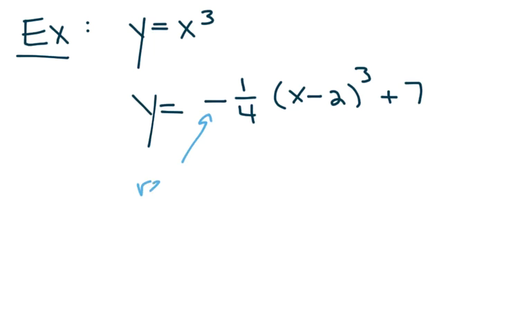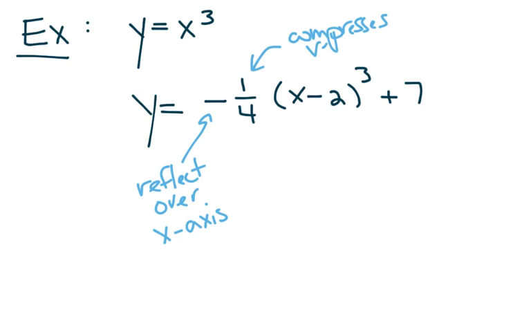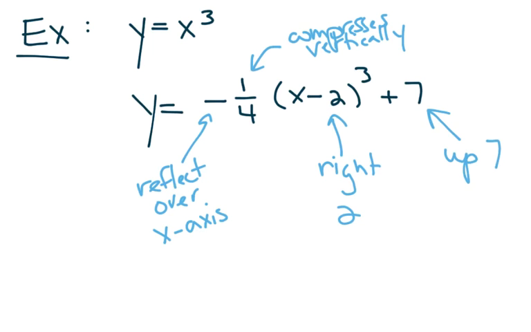Well, this still reflects it over the x-axis anytime you have a negative. However, this time the 1/4, we say it compresses vertically because it's between 0 and 1. It's going to make the graph a little bit wider. The number in front of the parentheses is independent of the negative. The negative in front of it always reflects it over the x-axis. This is to the right 2, and this was up 7.